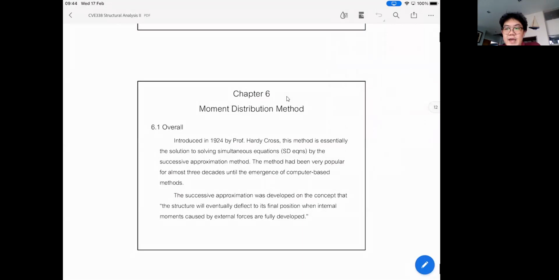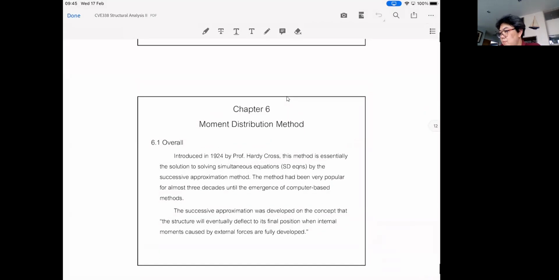So if you have the handout with you, this is the beginning of, let's not pay attention to the chapter number, it's not that important. But anyway, this is a new method. It's called the moment distribution method.